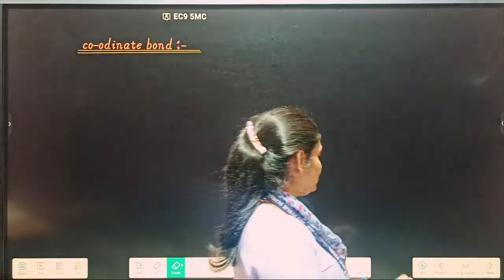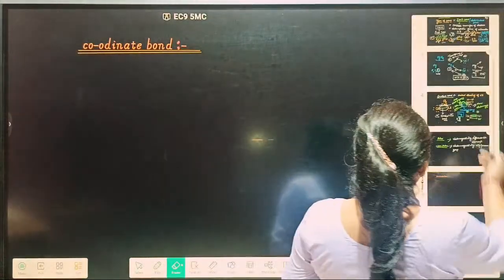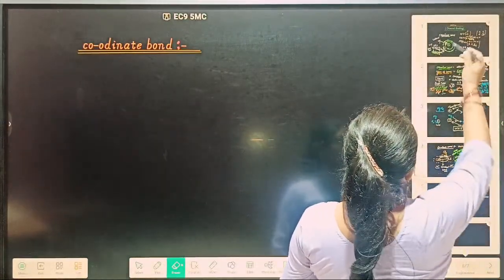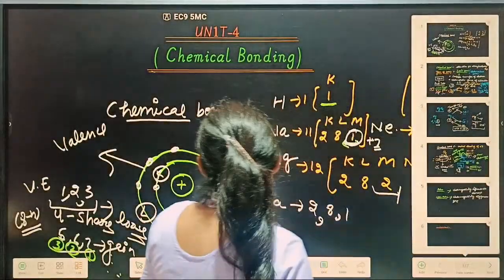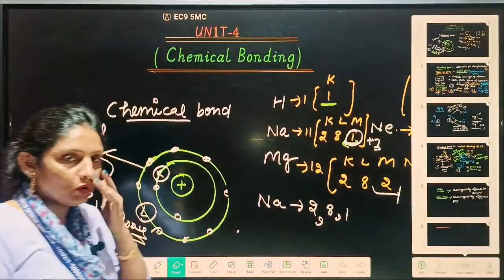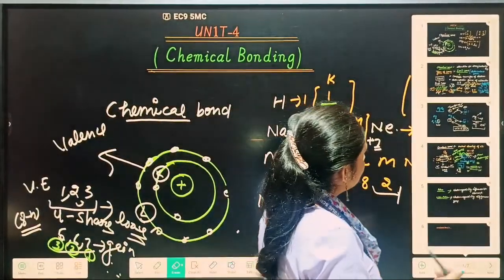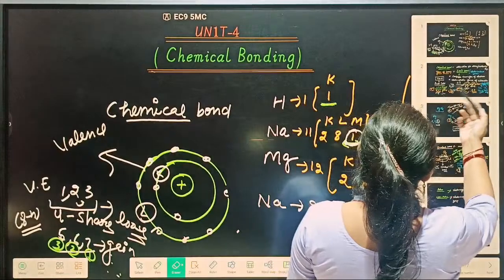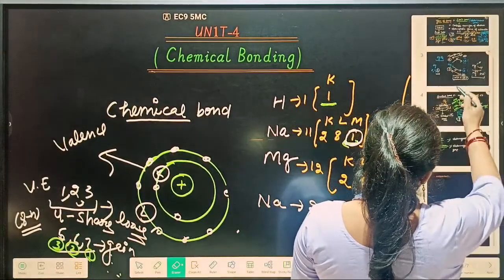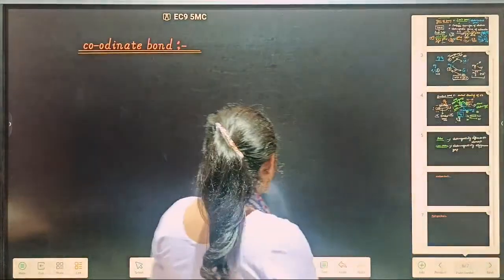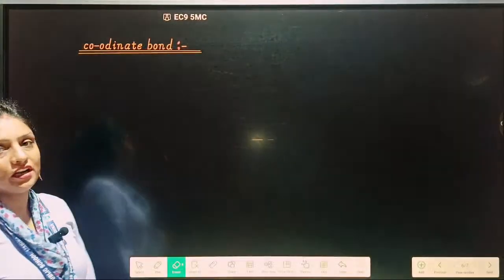Students, as you know, we have started unit 4, chemical bonding, of class 11. Here we have discussed the chemical bond, what we mean by a chemical bond, and the types of bond. We have discussed the ionic bond and the covalent bond, and today we will study the coordinate bond.